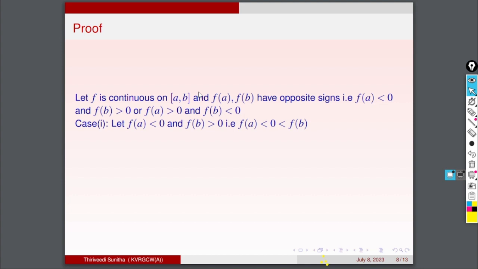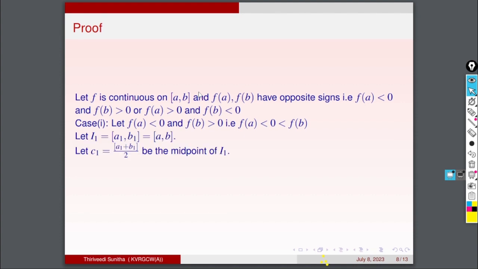So now the proof, as I explained previously. Let f be continuous on [a, b], and f(a), f(b) have opposite signs. That is, f(a) < 0 and f(b) > 0, or f(a) > 0 and f(b) < 0. Let me take case 1 as f(a) < 0 and f(b) > 0. That means f(a) is less than 0, that is less than f(b).